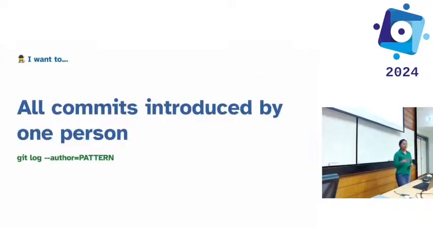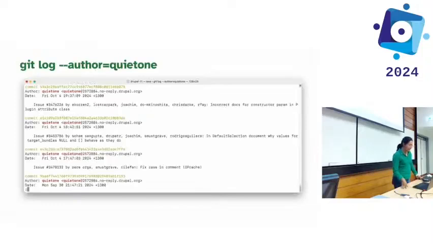And if I want to see all commits introduced by one person, we can use git log --author and the pattern. In the case of the pattern, we can use the username or the email. In my example, I have the commits introduced by white one.